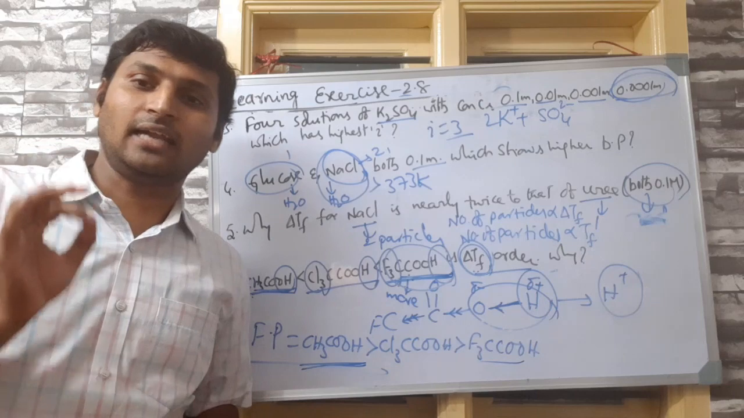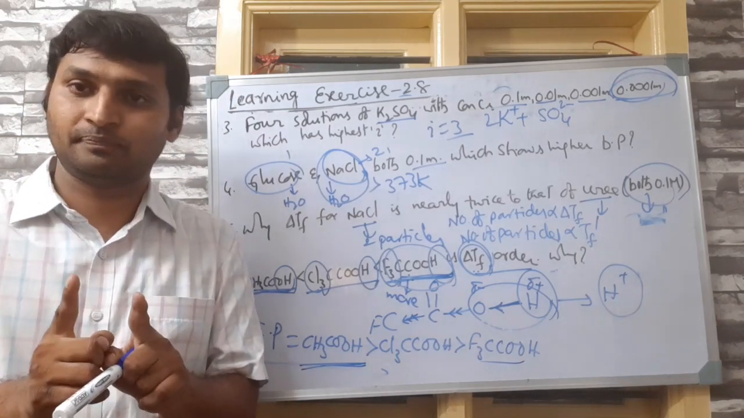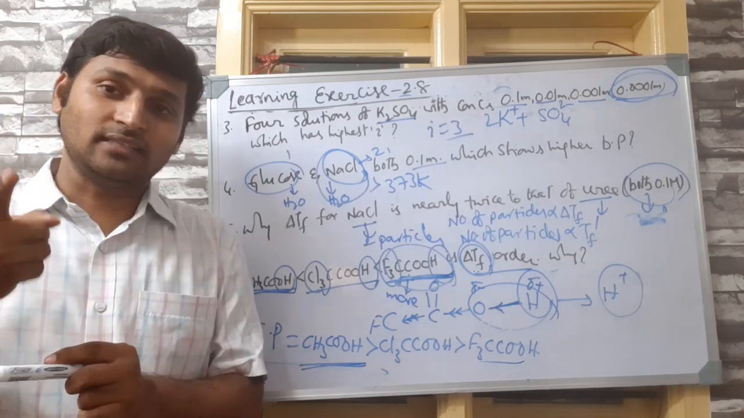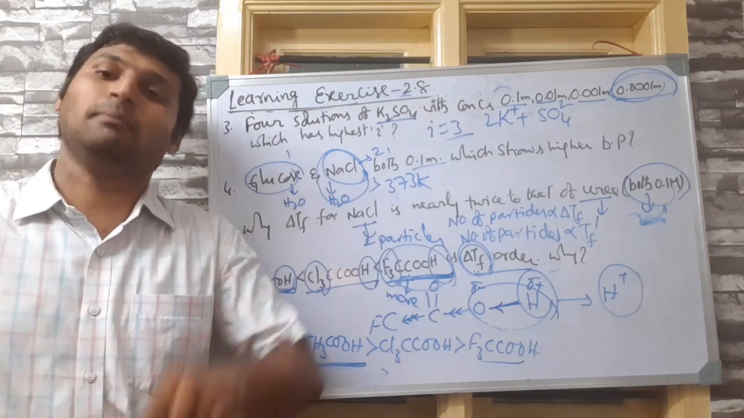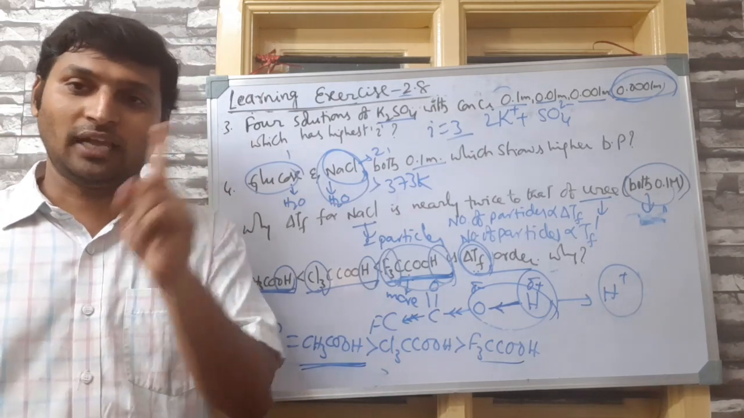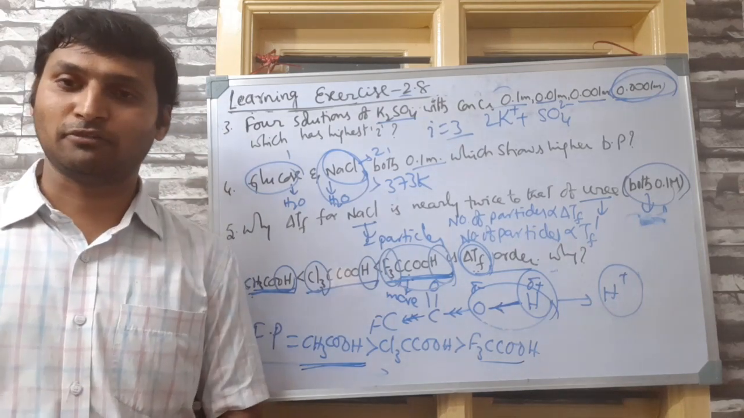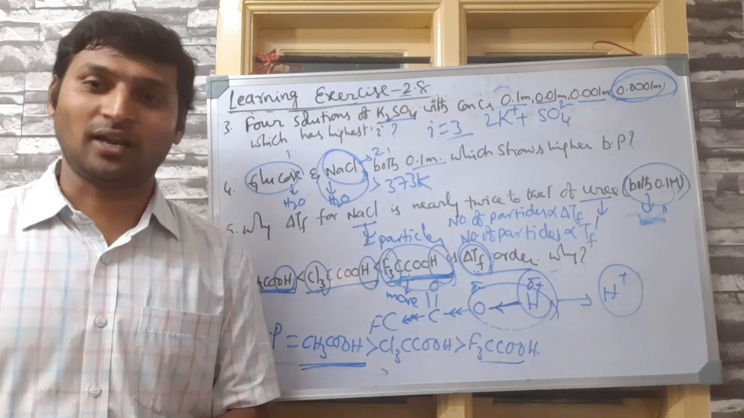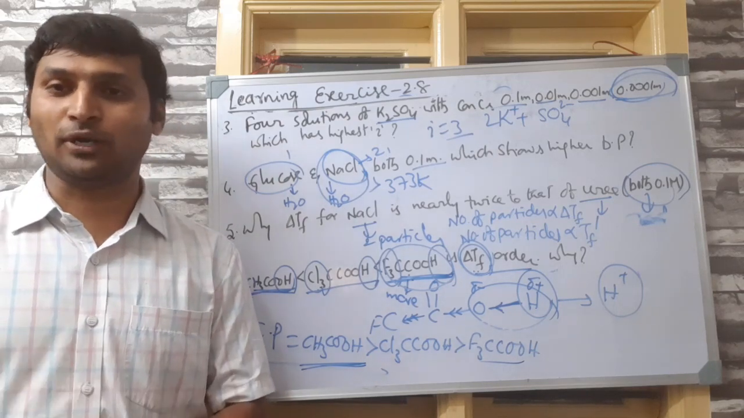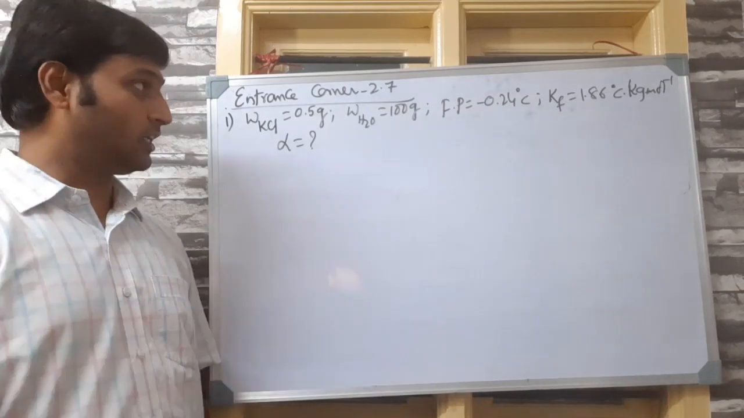So, please read the question carefully, especially in entrance objective questions. Check whether he is asking depression or he is asking the absolute value of freezing point. If it is the absolute value, it is inversely proportional to number of particles. If it is depression, it is directly proportional to number of particles. There ends your learning exercise, rather an easy one. Now let us go to entrance corner 2.7. Okay. The first numerical from entrance corner 2.7.